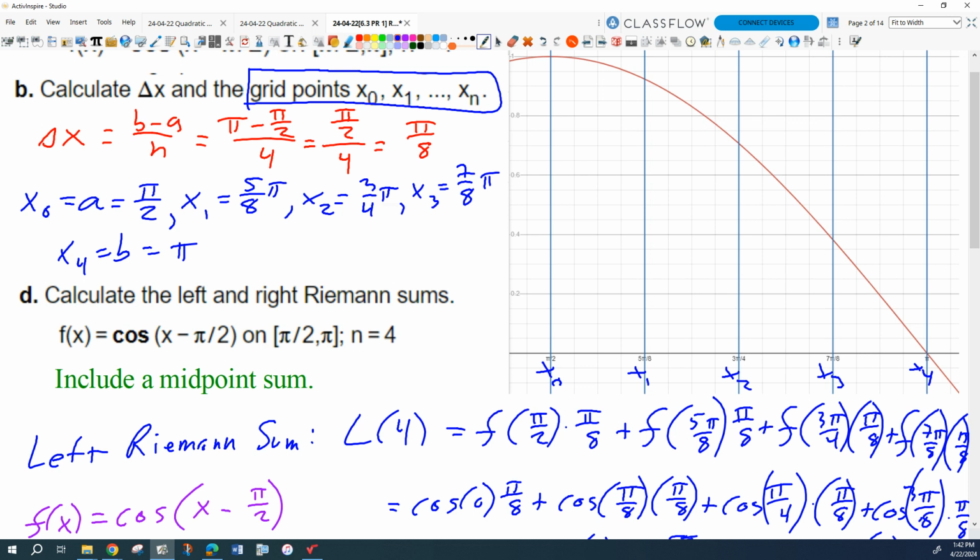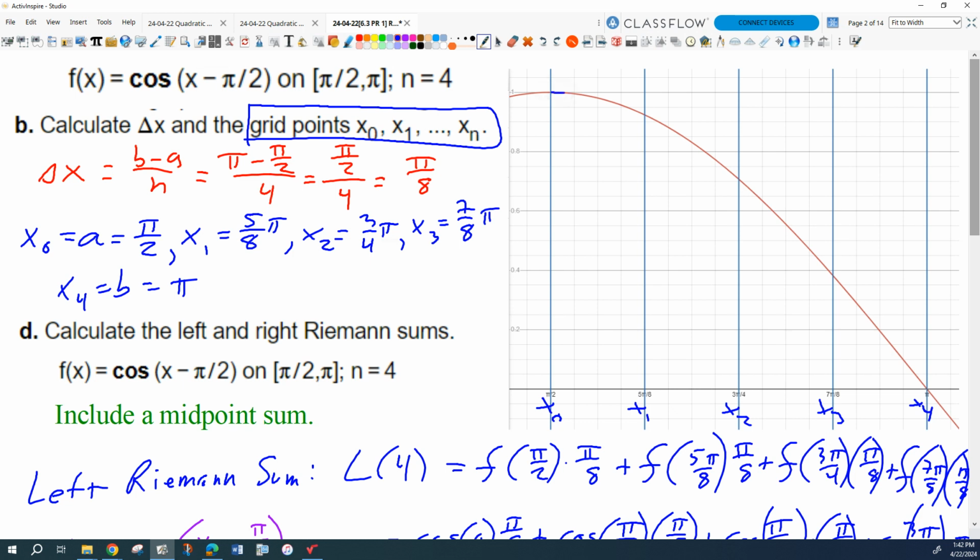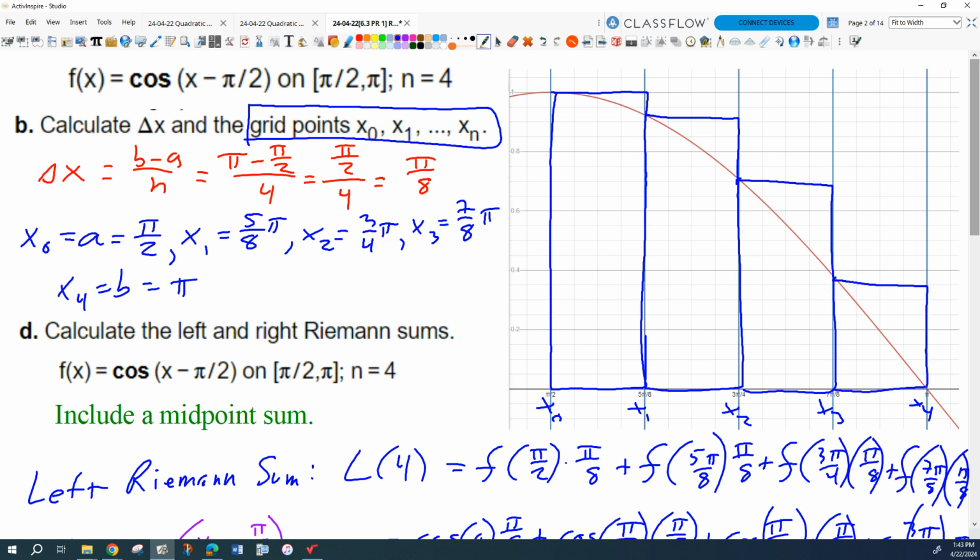So then we said that the height of the first one was this guy. So there's the first left rectangle. Here's the second left rectangle. The height was determined at 5/8 pi, and the width, of course, is pi eighths. So there's the second one. Everybody see that? Third one, the height was determined at 3/4 pi. Fourth one, the height was determined at 7/8 pi. So there it is. So is the left sum in this case an overestimate or an underestimate?